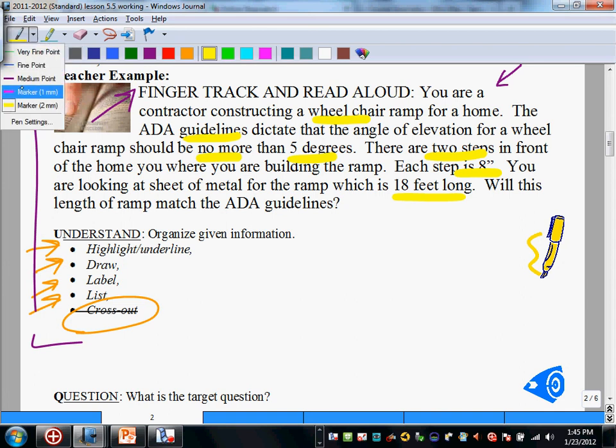So here is your diagram. I said stop. I don't care who this is. I'm just going to move this one.